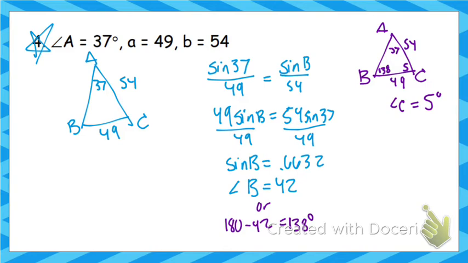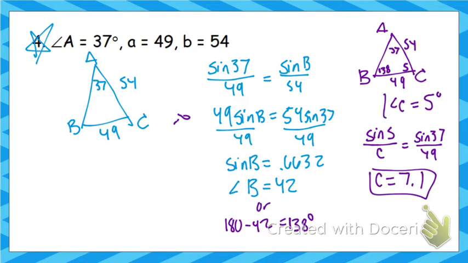All right, let's go back. Let's go ahead and finish that purple triangle. So now we'll do law of sines again. And I'll cross multiply and divide. So 49 times sine 5 divided by sine 37. Side C is 7.096. I'll just round that to 7.1. So this is the first possibility.